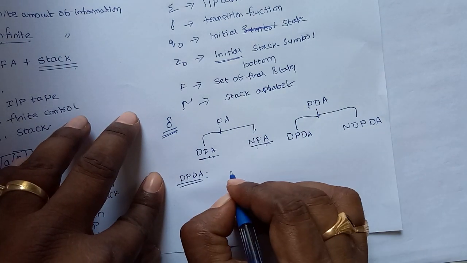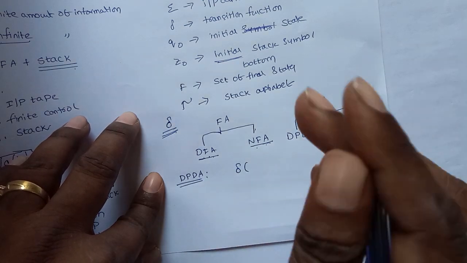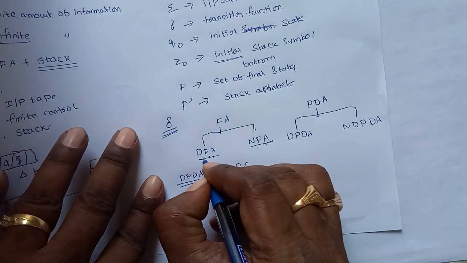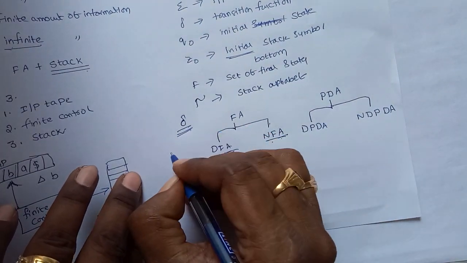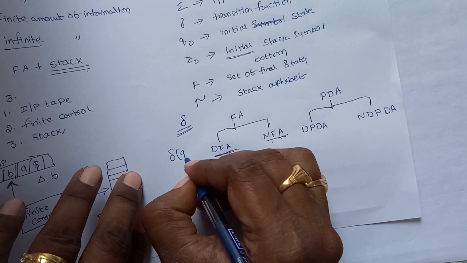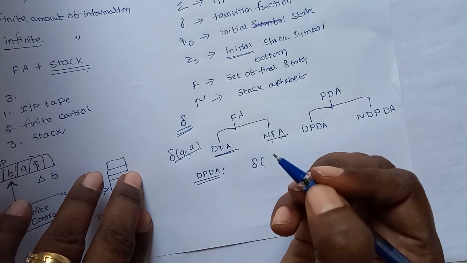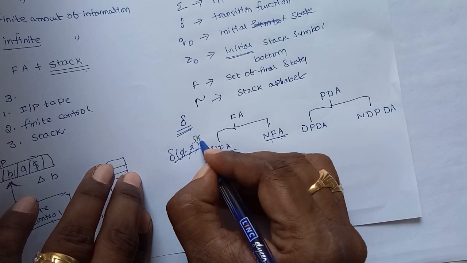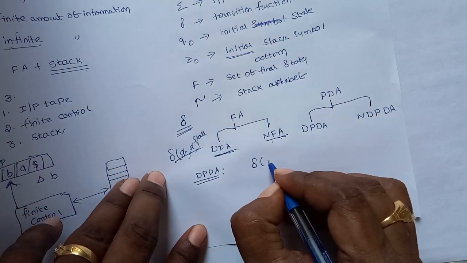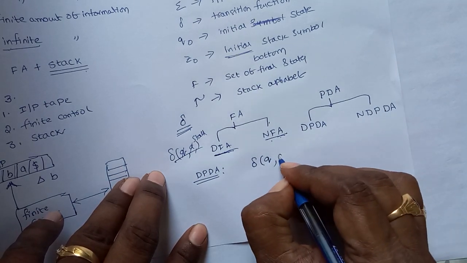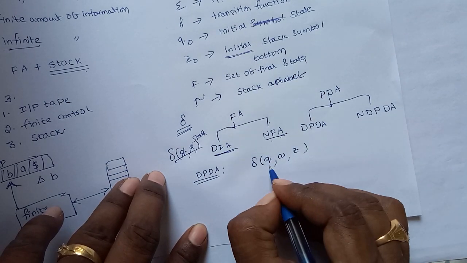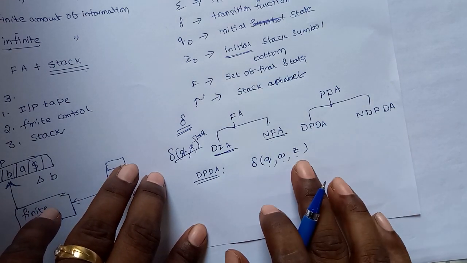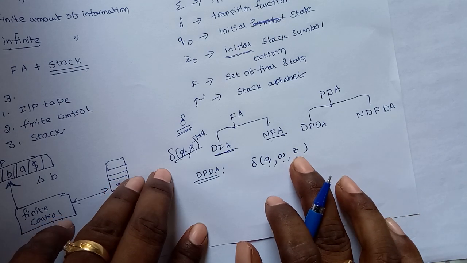The simple point is, for example, delta. In pushdown automata, the transitions are represented in this format. For example, in finite automata, how do we represent the transitions? Delta, some state, some input symbol. But in pushdown automata, along with the state and input, we have a stack symbol also. For example, delta Q A Z. Here Q is the state, A is the input, Z is the stack. Here Z represents the elements that are present in the stack.